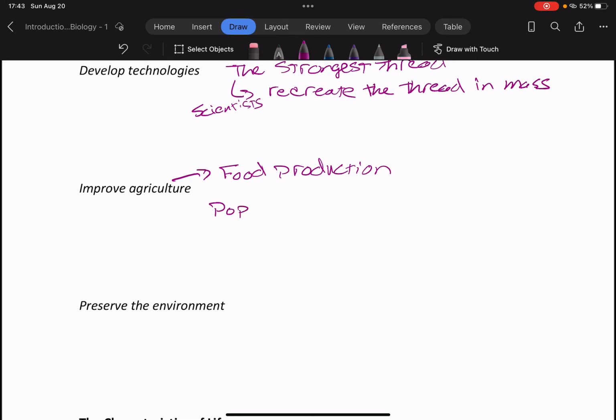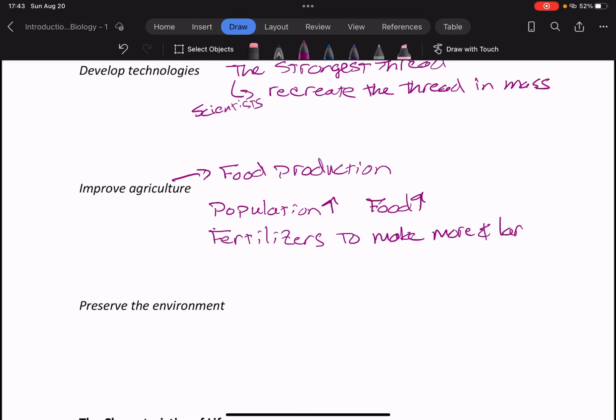So as the population increases, food has to increase. And not only that, we want to make food that uses less. We want to develop fertilizers, more and larger produce. You want better, again, to go back up with the vaccines, using better vaccines to keep livestock healthy. So we're looking at keeping things very healthy.